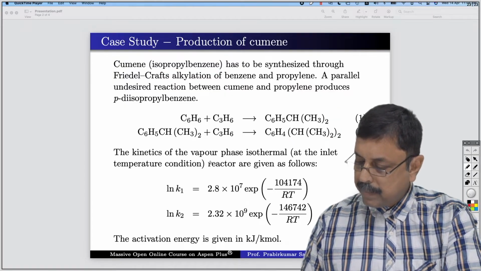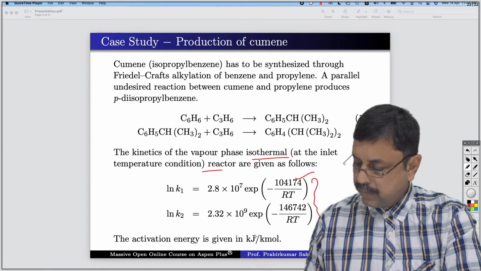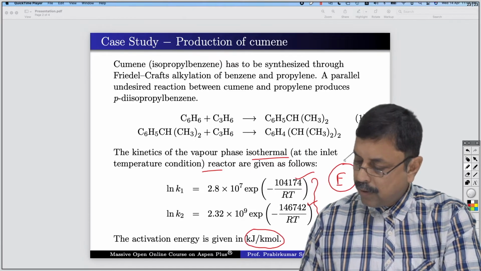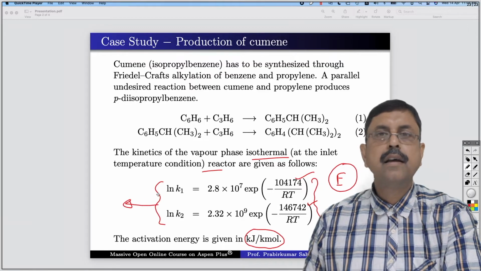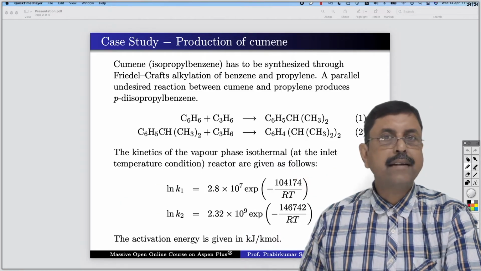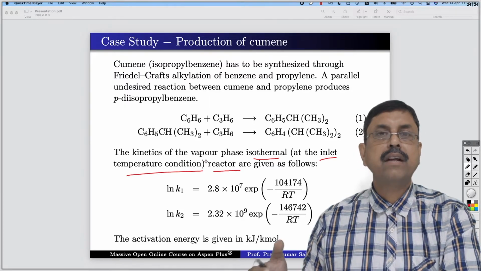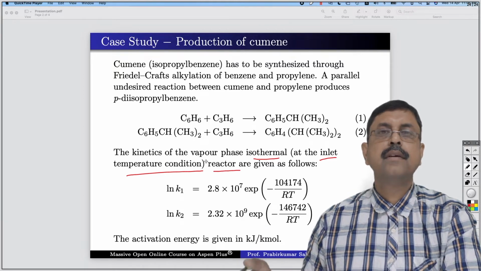The kinetics of the vapor phase isothermal reactor are given as follows. Here this is the activation energy, which is given in kilojoule per kilomole. These two things, it is activation energy. So this can be inserted at the proper place in Aspen Plus simulation window. Now the reactor is isothermal and it operates at the inlet temperature condition. That means whatever the temperature the feed material has, the reactor operates at that temperature only.